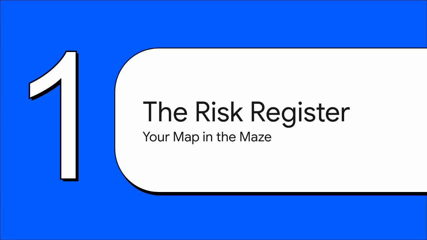So, how do we find our way through it all? Well, we need a map. And in the world of cloud governance, that map is the risk register. It sounds simple, and it is, but it's a powerful tool for bringing some much-needed clarity and control to all that chaos. It's how you turn those unknown, scary dangers into actual, manageable tasks.